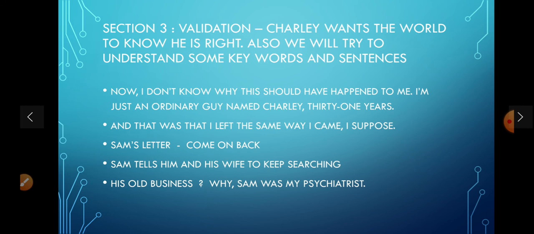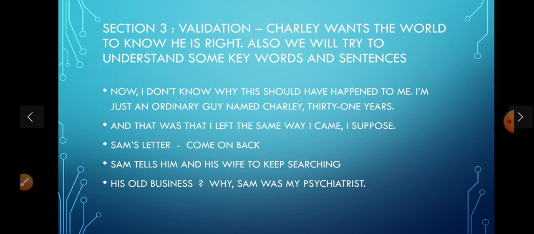In this section, there are around 5 sentences that I pulled up from the book that give us a clue of what really is the issue and what is the problem here, and are proof for the problem. Let us see. The first sentence you will find in your book is, "Now I don't know why this should have happened to me. I'm just an ordinary guy named Charlie, 31 years old." Now, this is a very clever way of misleading his readers into thinking that the issue is, did the third level exist or not?